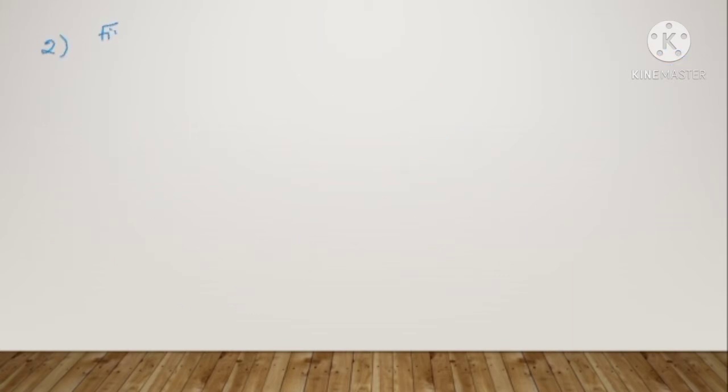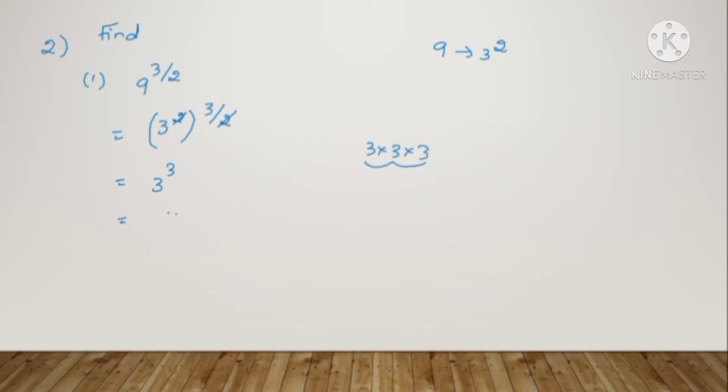Second question, find, first subdivision, 9 power 3 by 2. So we have to find the value of 9 power 3 by 2. How can we write 9? We can write 9 as 3 square. So 3 square the whole power 3 by 2. So what happens? 2 and 2 get cancelled. So remaining 3 power 3. What is 3 cube? 3 into 3 into 3. So 3 3s are 9, 9 3s are 27. So the answer is 27.